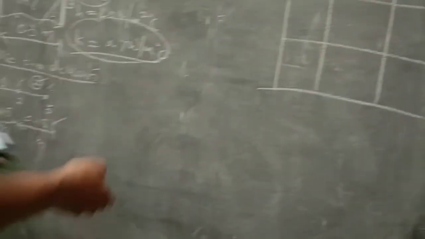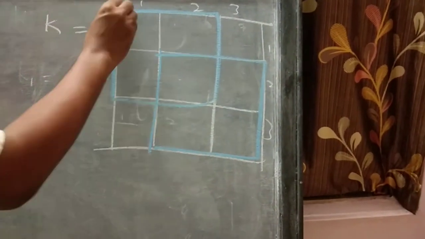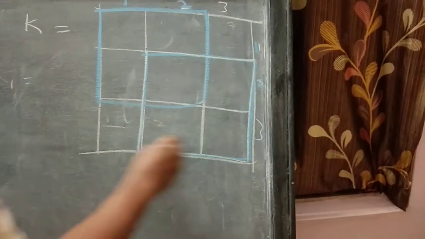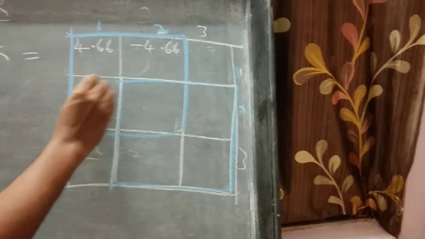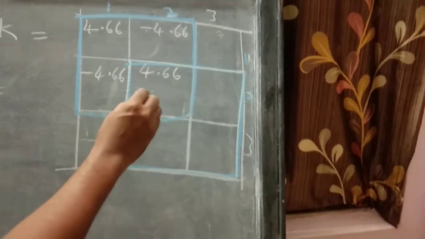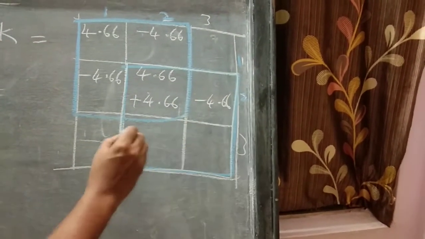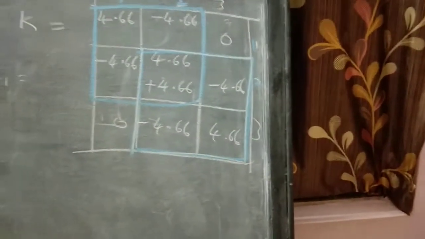You just transfer element 1 terms into this box and element 2 terms into this box. Element 1 has DOF numbers 1 2 1 2, and element 2 has 2 3 2 3. Element 1 both have the same coefficients, 4.66, and for element 2 the coefficients are plus 4.66, minus 4.66, minus 4.66, 4.66. The remaining you write as blank 0.